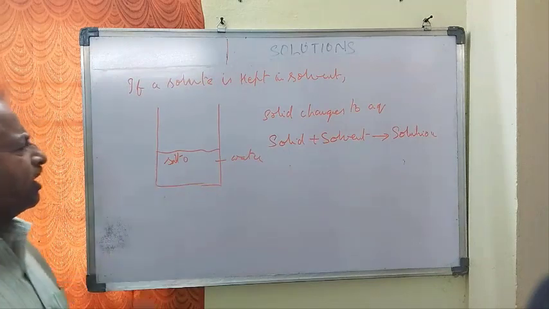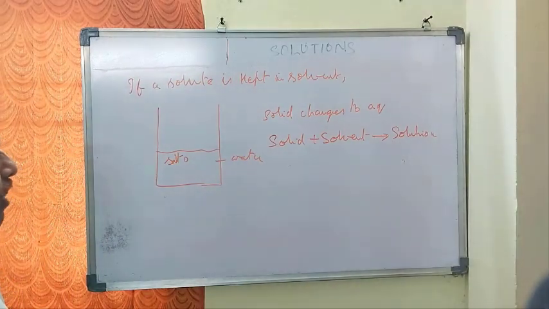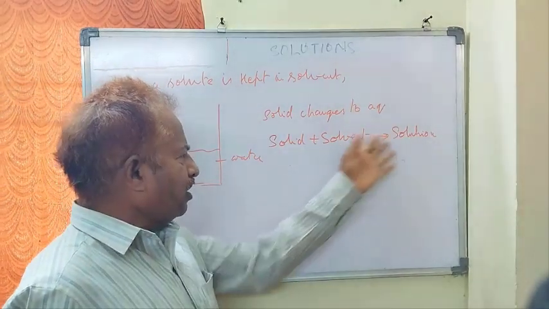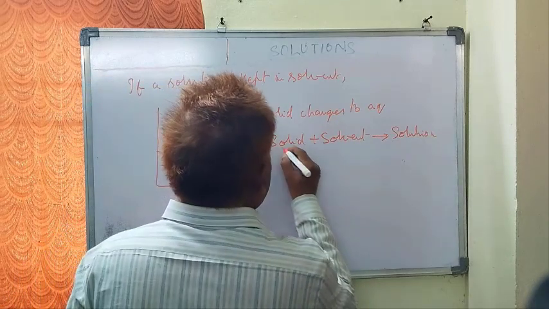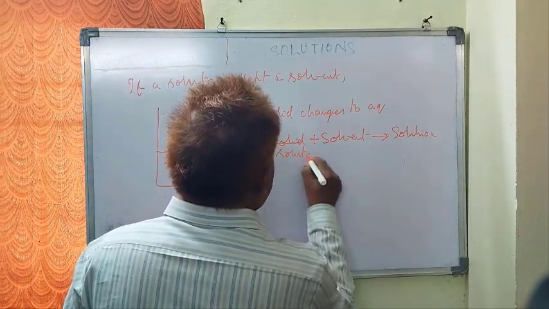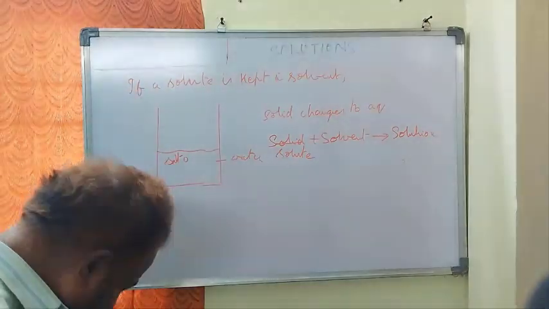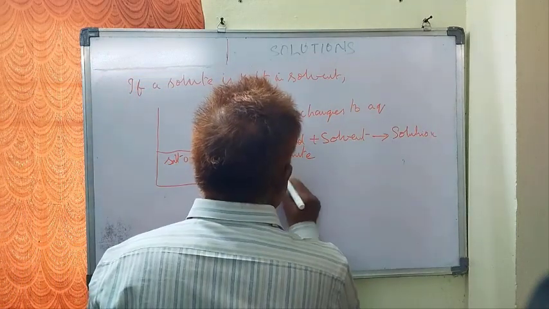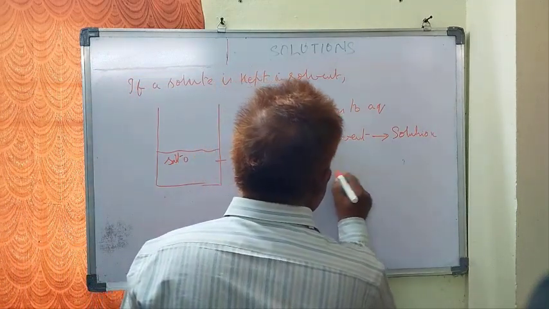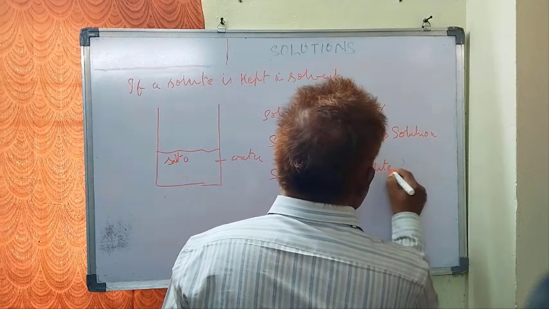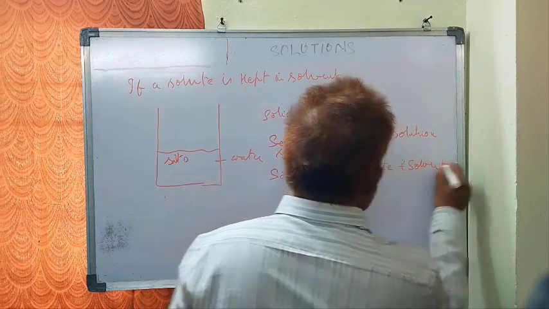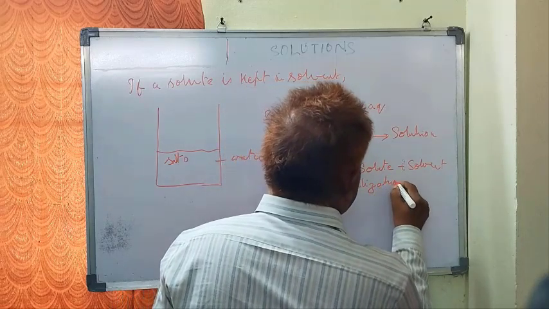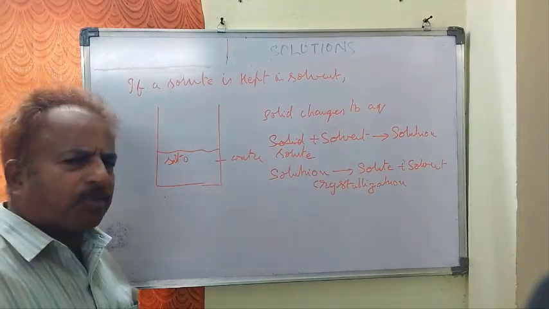When we go on adding the salt in little quantities, what happens after some time? The solution changes to solute and solvent, which we call crystallization. So solution gives solute plus solvent. Crystallization means settling of substance at the bottom.